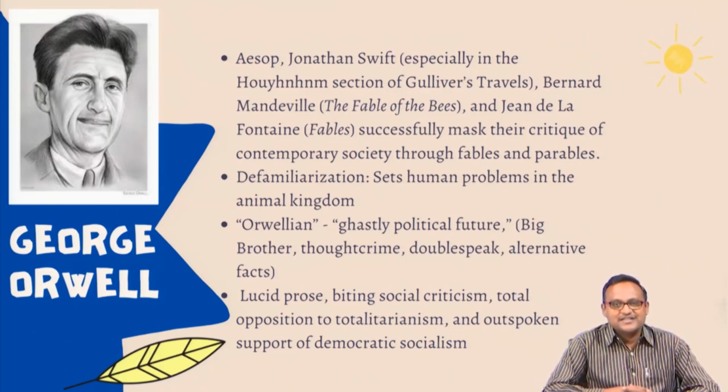And his works, whether it is 1984, Animal Farm, or some of his other novels, are characterized by very lucid, crystal clear prose and biting social criticism. Of course, the overall stand of the writer is one of staunch opposition to totalitarianism, the dictatorial policies of a system, of a society, and he has an outspoken support for democratic socialism, as the writer himself has said on several occasions. So, these are some of the characteristic features of Orwellian fiction.